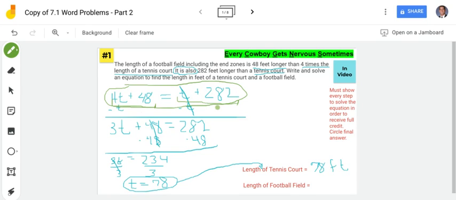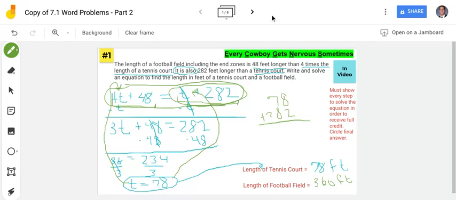So this side, the left side, is the same as the right side. And so basically we have two options here to find the length of a football field. We can take T and plug it in right here, or we could take T and plug it in right here. I'm going to choose to do this side. That way I just have to do addition. So let's do T, which is 78, plus 282. Okay, if I add those together, that's going to give me the length of a football field. And if I add correctly, I should get 360, and this is feet, 360 feet.